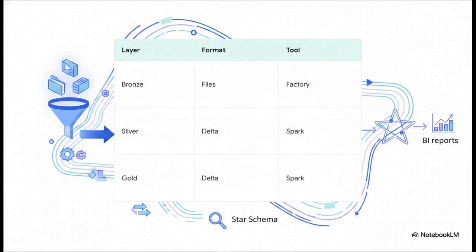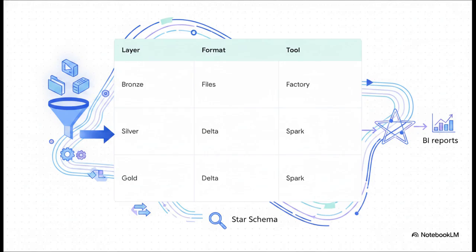To manage that whole flow from files to tables, we use the Medallion Architecture. This is pretty much the industry gold standard for data curation. You start at the bronze layer. This holds your raw history exactly as it landed, usually just simple appended files.